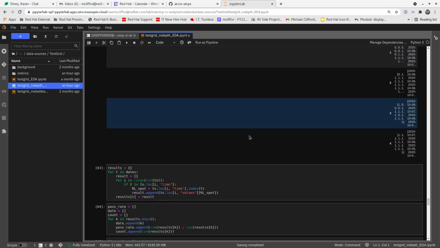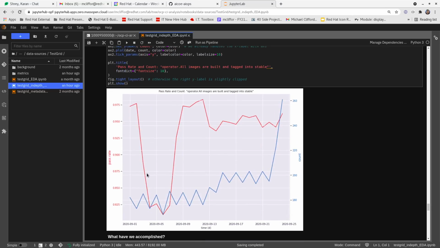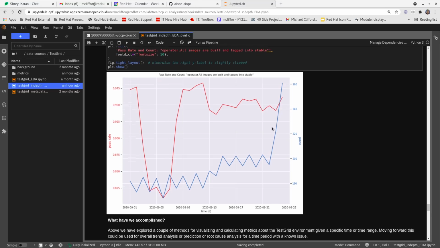So we can do the same thing here. And again, we have this plot where we're looking at the average or the percentage of pass rate and the actual count of tests that were run for each day. And we can see for this one, there was some interesting drop on the 9th, but for the most part, it's been around 97% pass rate.